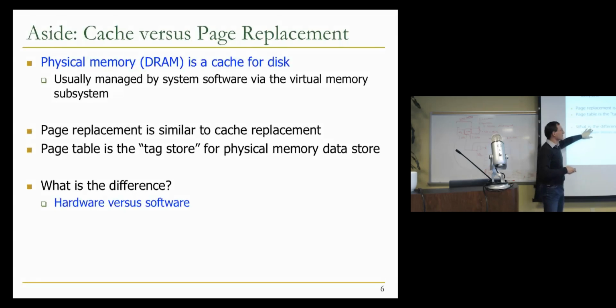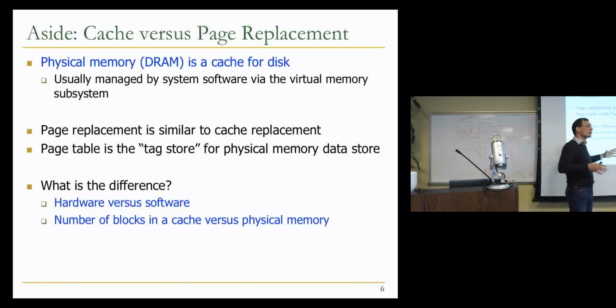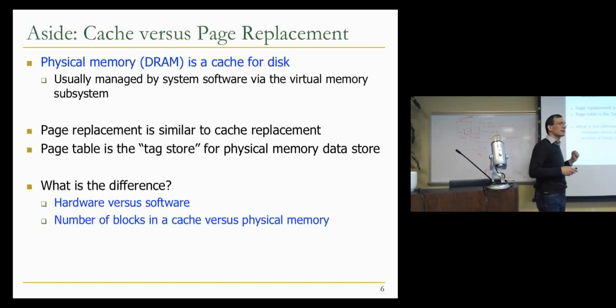The key difference is, caches, as we have defined them so far, are managed in hardware, whereas this is managed in software, mostly. It's accelerated in hardware with TLBs, which is a cache for a cache, I guess. And the number of blocks in cache is usually much, much smaller than the number of blocks in physical memory. If you have 4 gigabyte physical memory and 4 kilobyte pages, you have many, many blocks. I guess you could do 2 to the 30 divided by 2 to the 10, right? 2 to the 20 blocks. That's 1 million blocks. Whereas the biggest caches today have on the order of maybe 10,000 blocks at most.